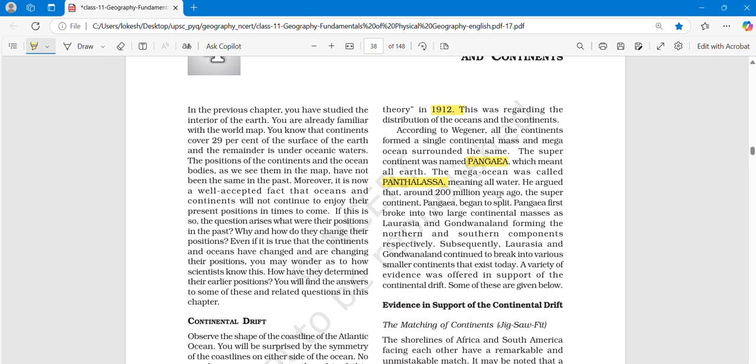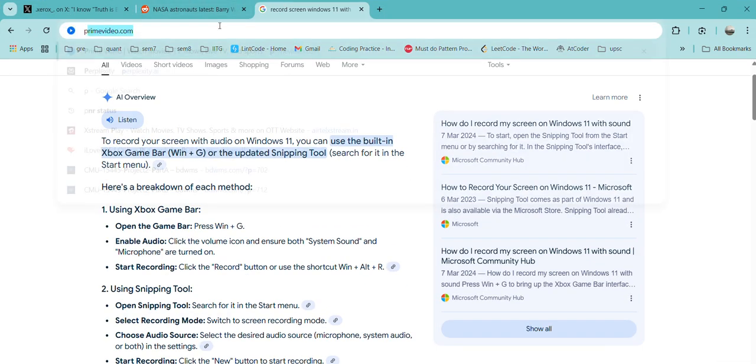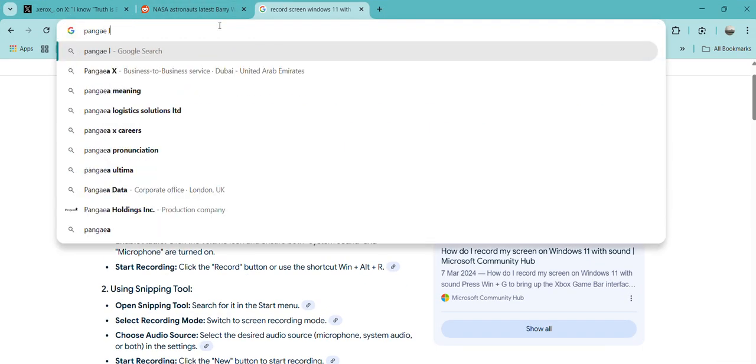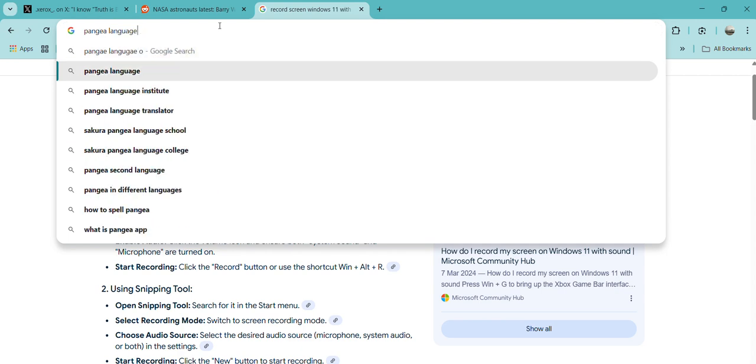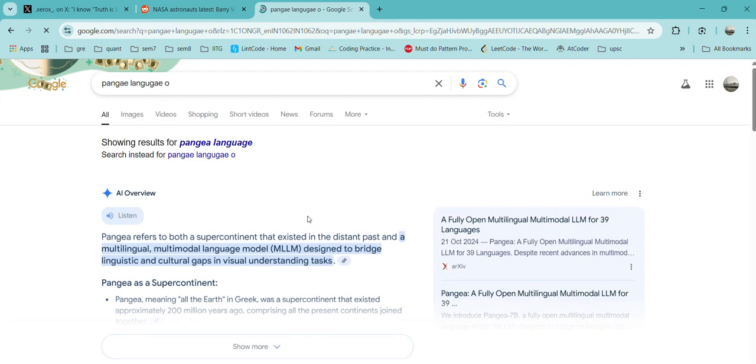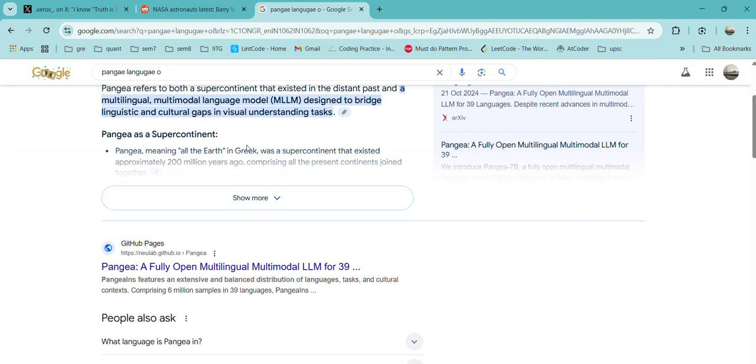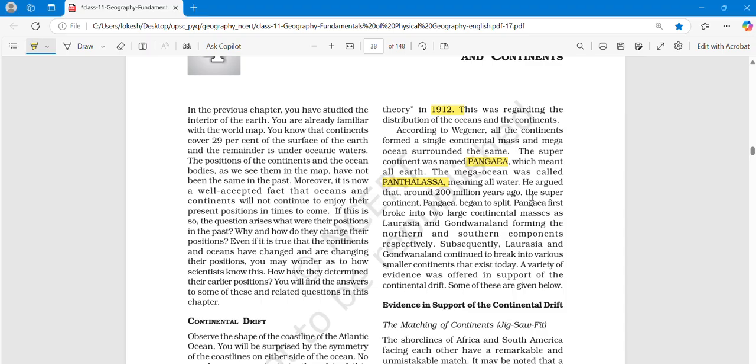Which language is it, Pangaea, Panthalassa? Let's see which language it is. Okay, it's from Greek.